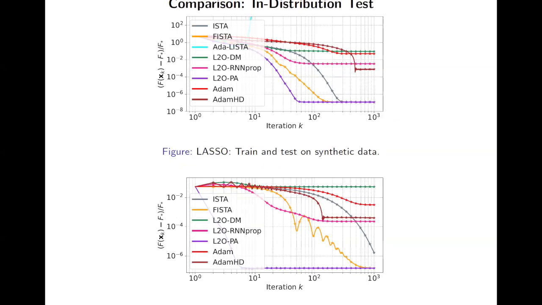So this is the result. L2OPA is the proposed method, and we can find that it converges pretty stable and fast. It gets stuck at 10 to the -7 because in our experiment we use single precision, everything is single precision. So L2OPA converges very fast to the machine precision.